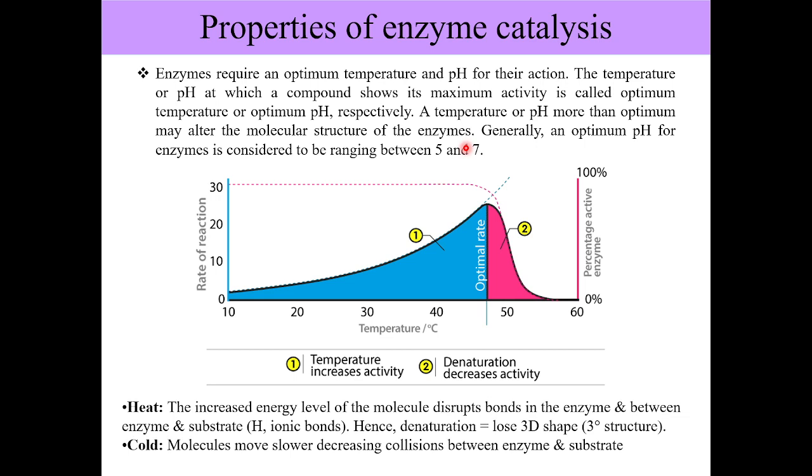Okay, so as I told you, because of heat, the increased energy level of the molecule disrupts the bonds in the enzyme and between the enzyme and the substrate. So that includes hydrogen bonds and ionic bonds. Hence denaturation results in loss of the 3D structure of the enzyme molecule. Okay, but then cold renders the molecules slow, decreasing their collision rate, and therefore the reaction rate slows down. Enzyme activity also slows down.